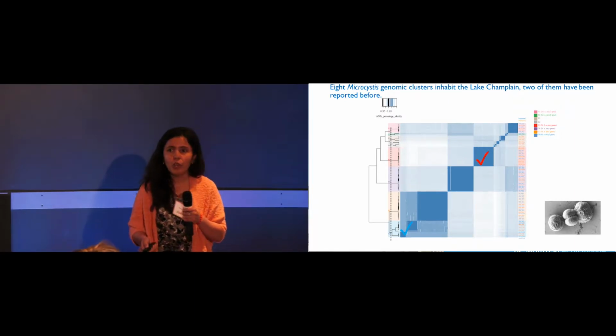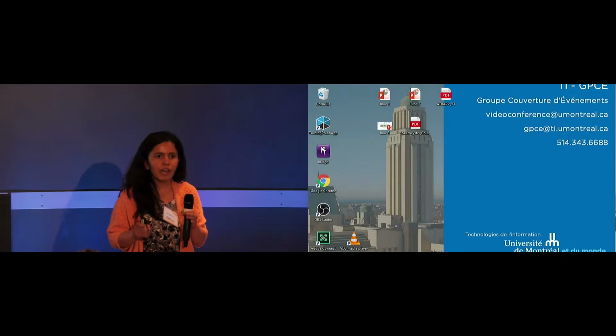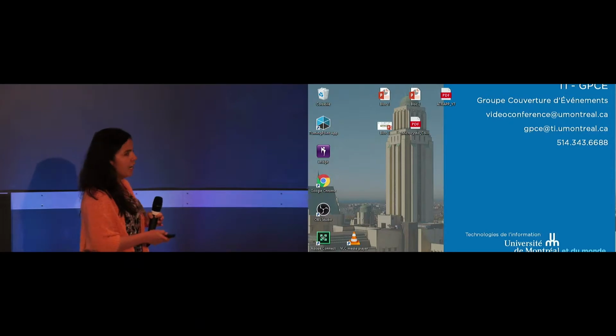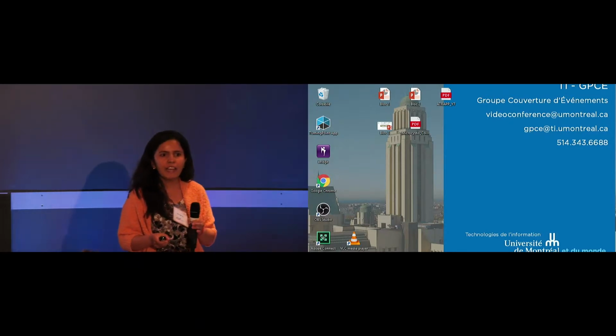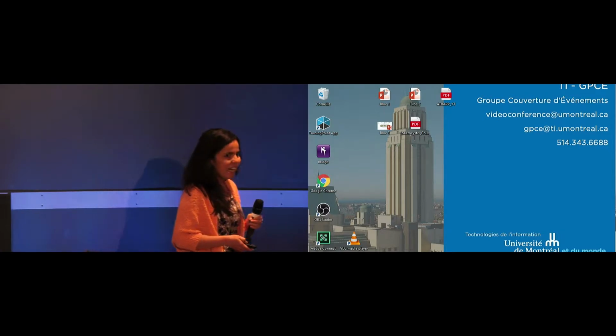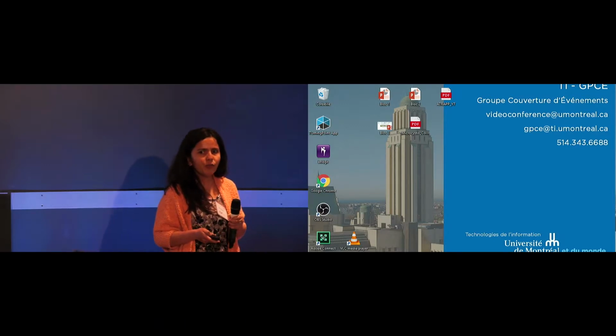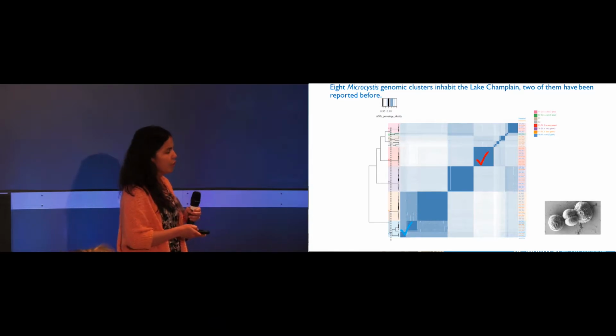So when we just take the sequences of Microcystis and forget about the sequences of the associated bacteria, we start doing similarity analysis on these 82 Microcystis genomes. Using this similarity analysis and population structure analysis, we were able to classify these 82 genomes into 8 genotypes.